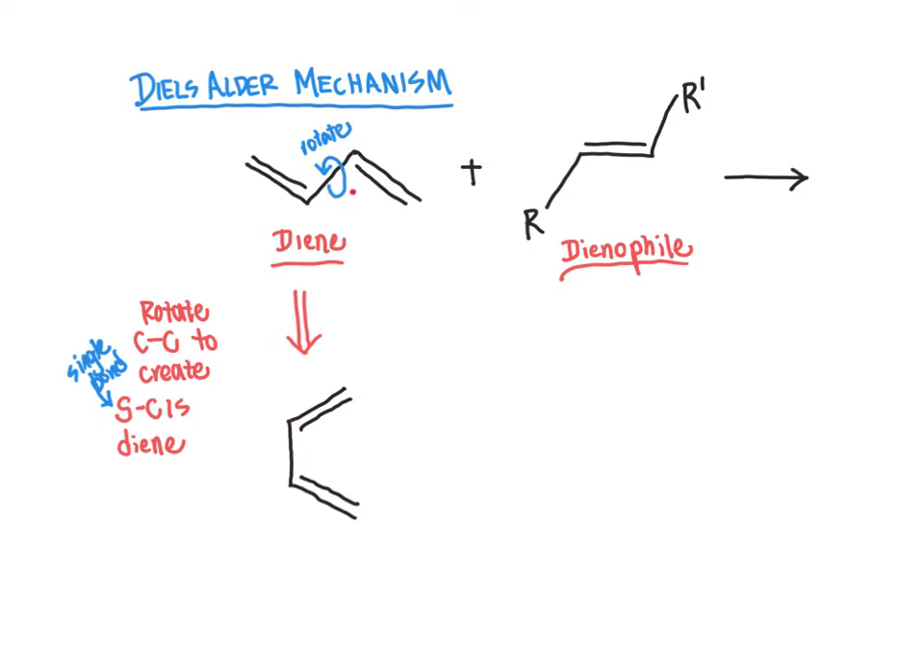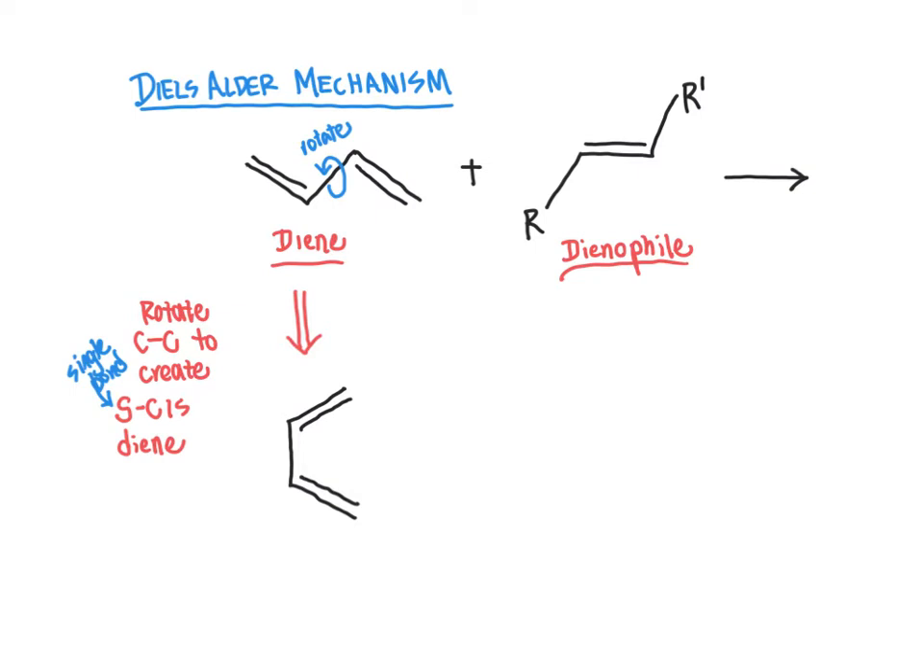So we just freely rotate around that carbon-carbon single bond within this chain to take those two alkene groups and make them cis to one another like so. So we still have a 4-carbon chain, just like we did up top. We've just rotated around that carbon-carbon single bond in order to make those two groups cis to one another.